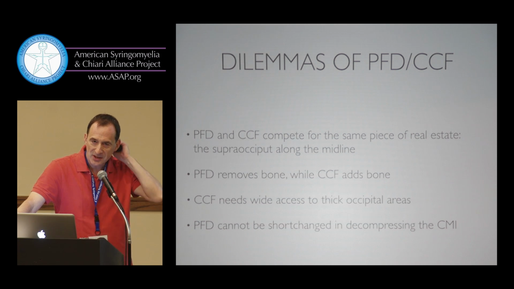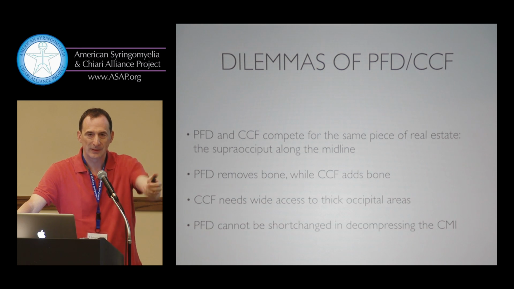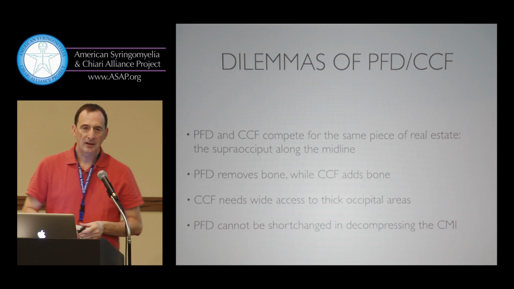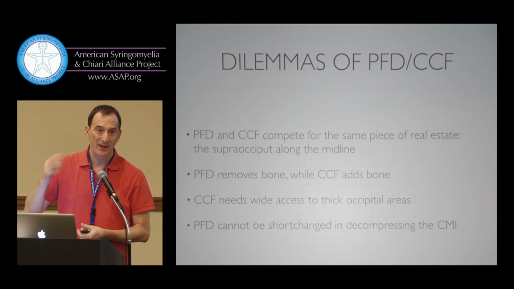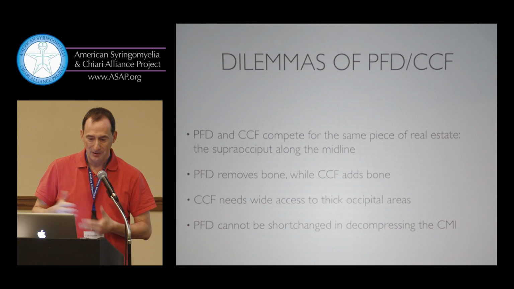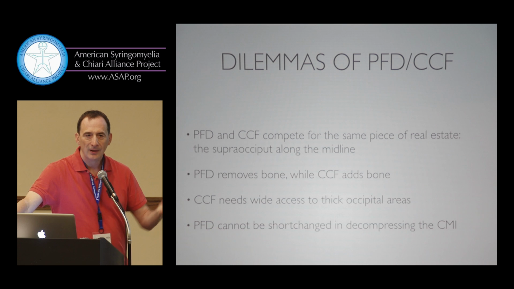And the part of the skull in the middle is very thick, which is where you want to put screws. But that's exactly the part of the skull you want to take out with Chiari. And craniocervical fusion, in order to work, needs wide access to thick occipital areas. And people with Chiari 1 malformation have thin skull on the outside. So you're kind of in a dilemma. What do I do? And you cannot shortchange one to the other. You cannot rob Peter to pay Paul.